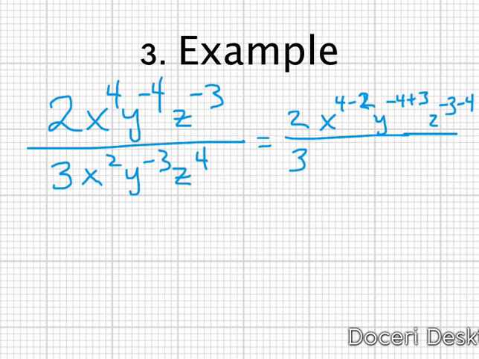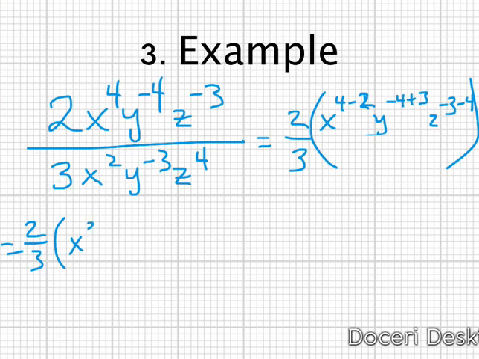Now you're thinking to yourself, well, why did everything go to the top? Remember, our property says if I'm dividing the same base, I can subtract the exponents. So let's just get rid of this line here so you don't get a little confused. So I have 2/3 times all of this, which is fine. So simplifying further, I still have 2/3. X to the 4 minus 2, 4 minus 2 is 2, times y to the negative 4 plus 3 is negative 1, and z to the negative 3 minus 4 is negative 7.